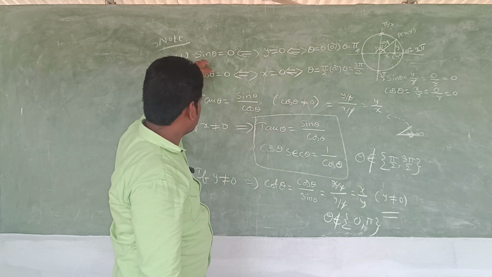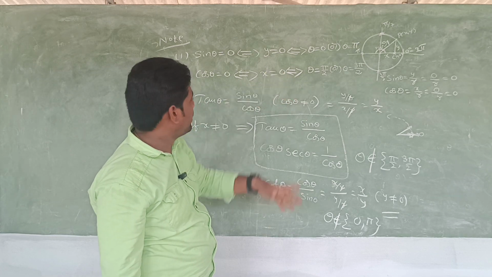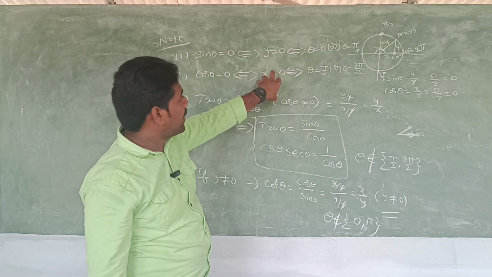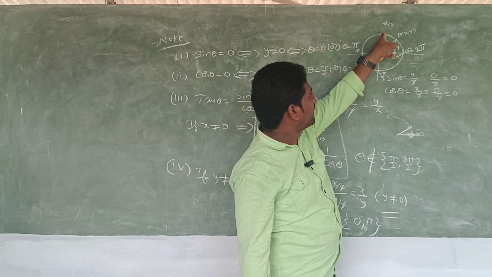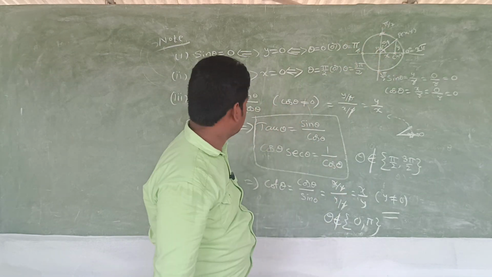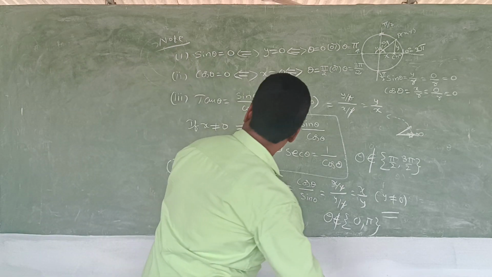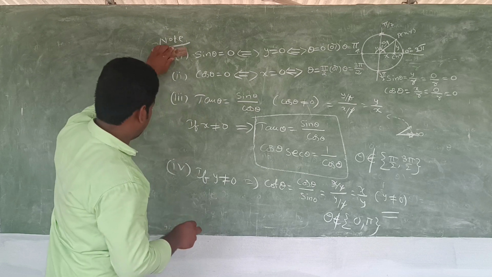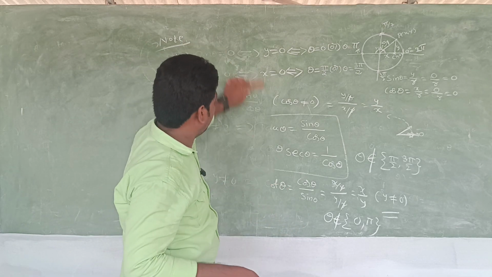And when cos theta becomes 0, automatically x becomes 0. So when x is equal to 0, where does x become 0? At π/2 here, and 3π/2 here, in two cases it becomes 0. So this is already explained. So next one, 1, 2, 3, 4 we got, and the next one, if you want, you can pause the video and write it.